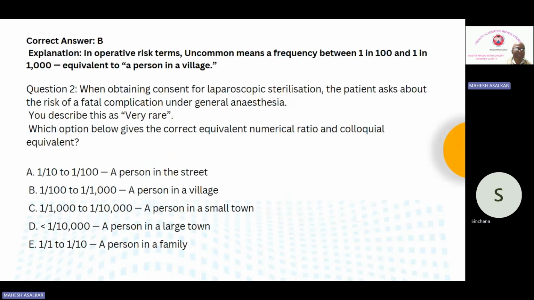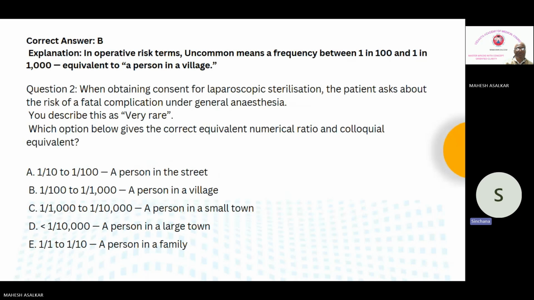So go for the next question. The answer for the first question: in operative risk, uncommon means the frequency is between 1 in 100 to 1 in 1000. 1 in 100 is a person in the street, and 1 in 10 is a person in the family. Go ahead with question number 2. When obtaining consent for laparoscopic sterilization, the patient asks about the risk of fatal complication under general anesthesia. You describe this as very rare.